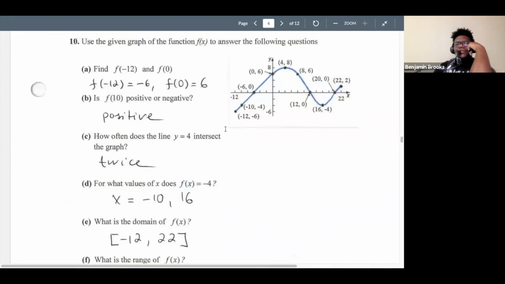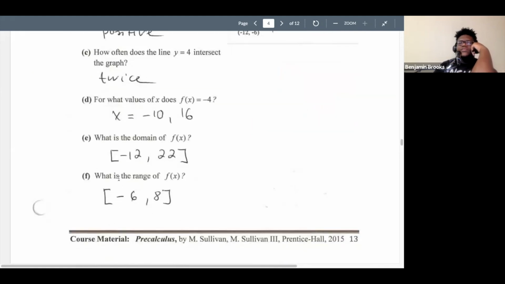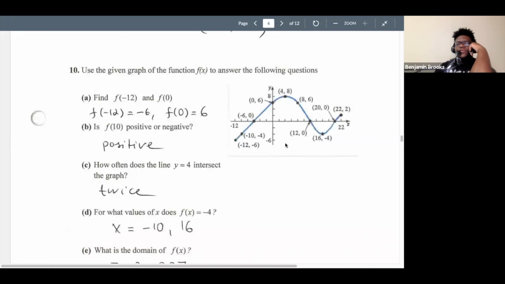Domain, you can think about is all your x values. So the lowest value x you have is -12. The highest value you have is 22. So it's between -12 and 22 in the x direction. Note included. Also, the range would be from -6 to 8 because, think range, your y values. Lowest y value is -6. The highest y value is 8.